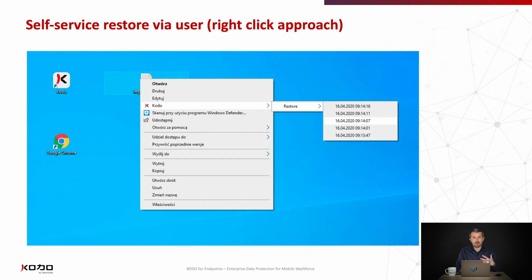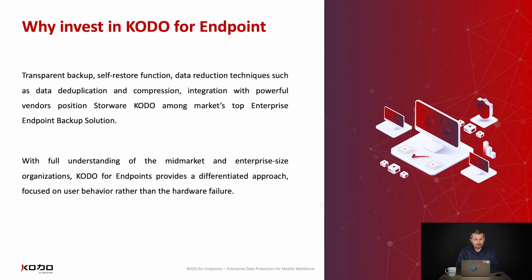The customers and our partners who are implementing KODO are saying there is no easier way to reach the previous version. What if I don't have my files, for example, on a desktop? You just right-click on your desktop, choose KODO, and the URL will appear and show you even the deleted files from our client.